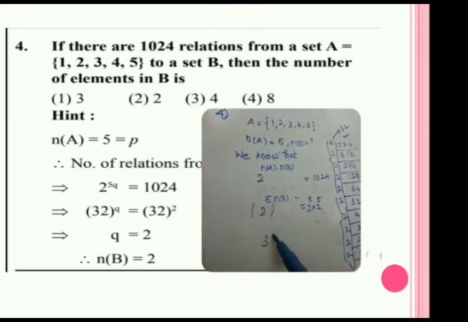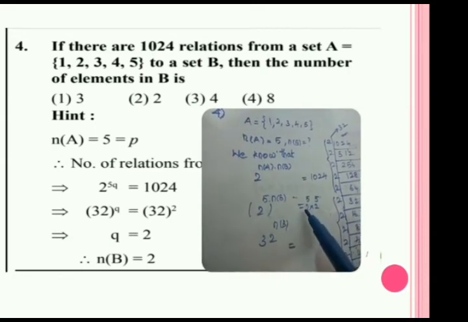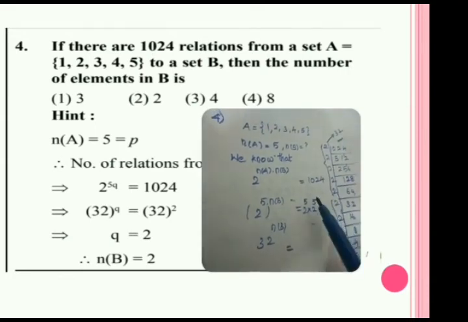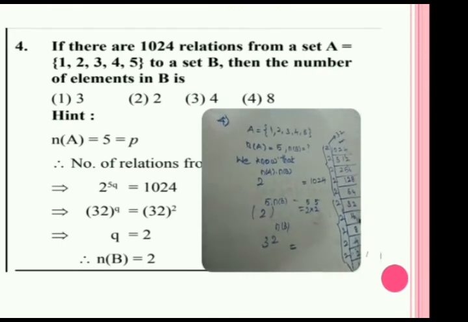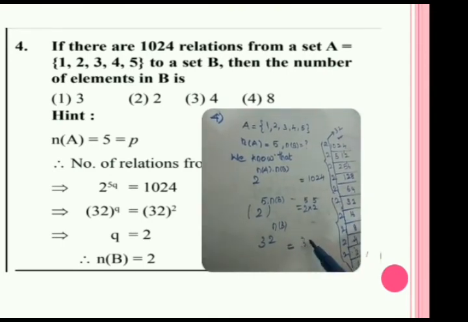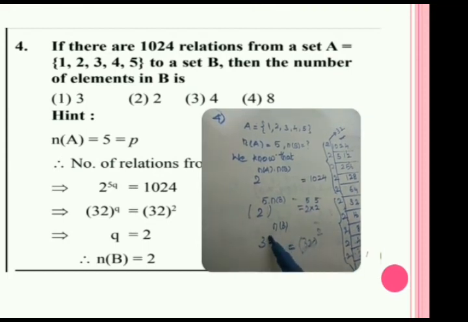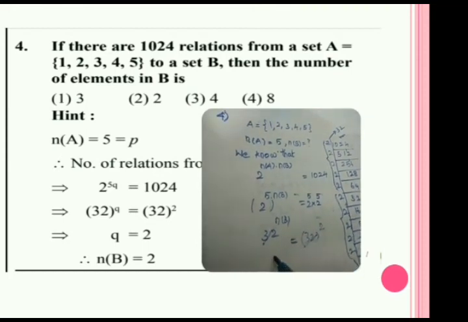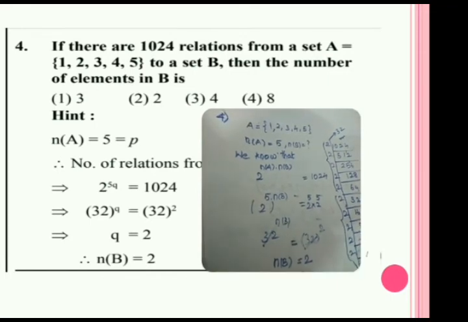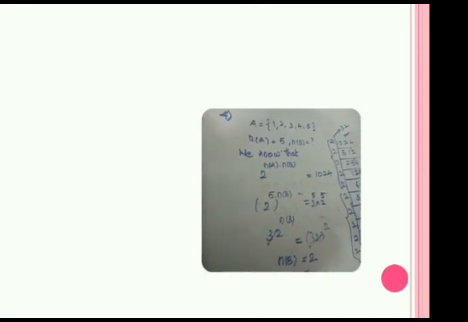The value of 2 power 5 is 32. So 2 power 5 into n of B is equal to 2 power 5, 32, another 2 power 5, 32. It can be written as 32 the whole power 2. Bases are equal, so they get cancelled. So we can obtain the value of n of B is equal to 2. Option 2.